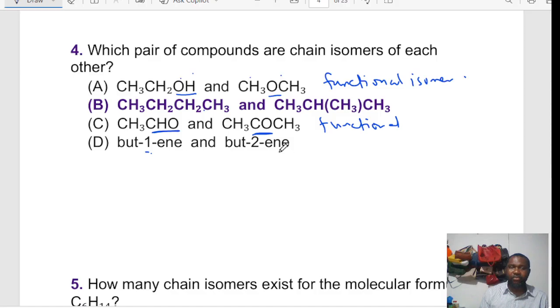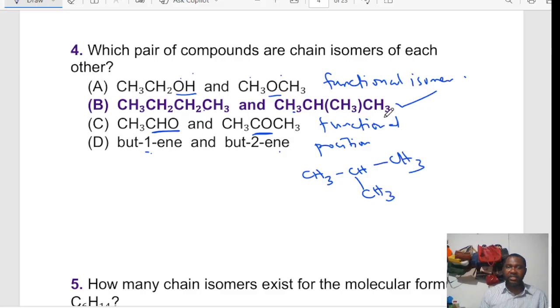This one is 1-ene, but this is 2-ene, the same compound, but this is positional. It's just a difference in their position. So the correct answer is B. B is the one that is a chain isomer, because one of them is a branch. This one here, if I should write it, is going to be CH3, CH, then CH3 is a branch. Then you now have the CH3, this one. So whenever you have CH3 in a bracket or an alkyl group in a bracket, it means it is going to be a branch. So you can see that this is just a branch. It's still 1, 2, 3, 4, 4 carbons. 1, 2, 3, 4, 4 carbons. That is one thing I want you to note.